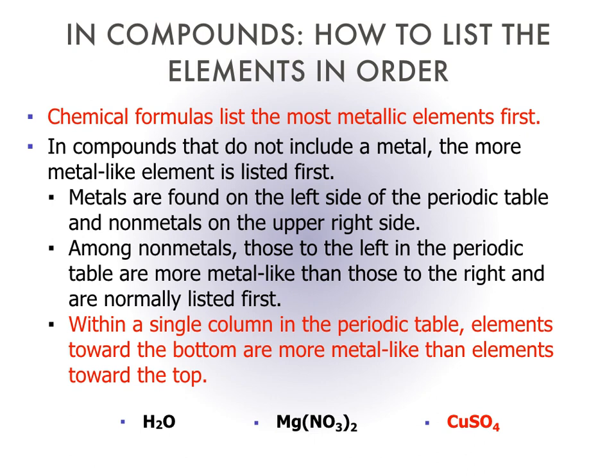And then we have finally another ionic compound with a metal, copper sulfate. Copper is a metal, so we're going to list that metal first. And then the sulfate group, right? SO4 is a sulfate group. You'll learn that later on in this chapter. But sulfur and oxygen are within a single column on the periodic table. Because elements toward the bottom are more metal-like than elements towards the top, and sulfur is below oxygen on the periodic table, sulfur will go first, and then oxygen.